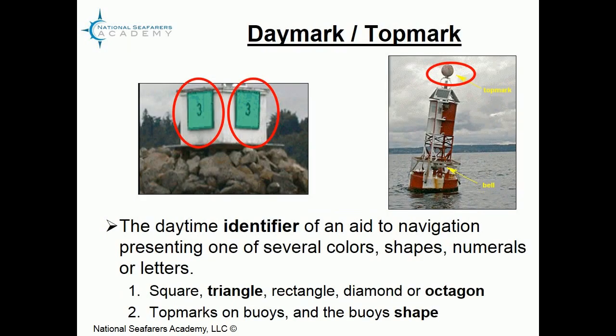The daytime identifier of an aid to navigation presents one of several colors, shapes, numerals or letters. Day mark shapes are square, triangle, rectangle, diamond or octagon. Top marks are on the top of buoys.